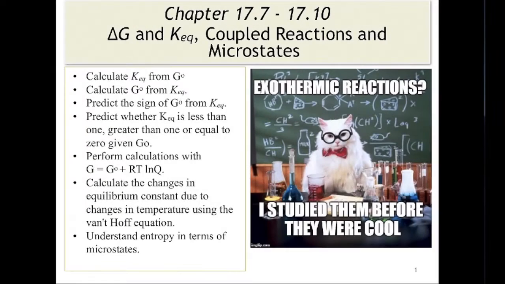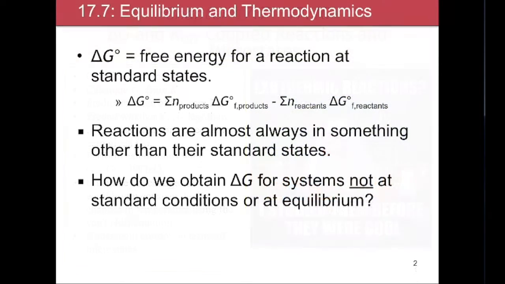In this section, we're mostly going to talk about how delta G relates to equilibrium, and we're going to end it by talking about coupled reactions and microstates, which is another way to think about entropy. So from the previous video, we know that the free energy for a reaction at standard states can be calculated using this equation. So then we can just look at the appendix in the back of a textbook or find particular numbers for the delta G of formation online.